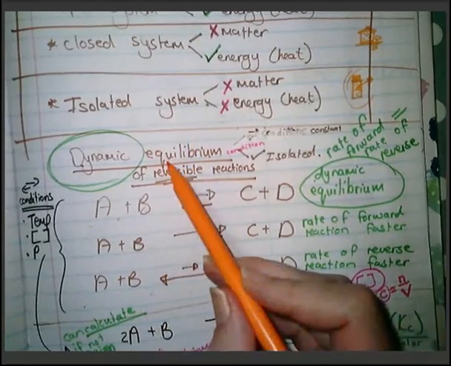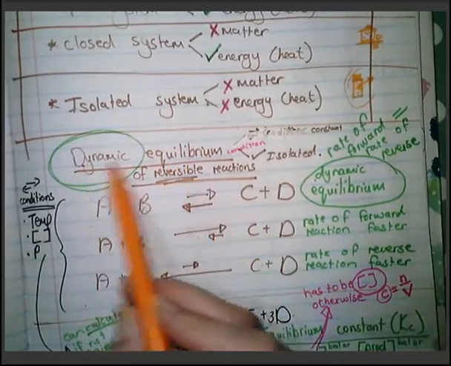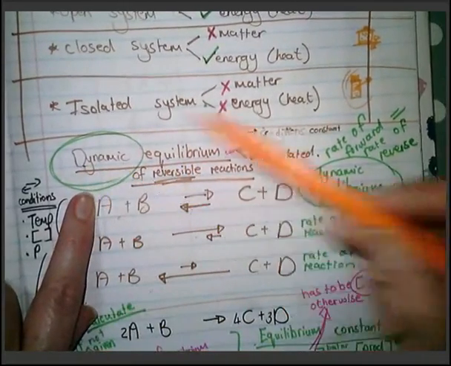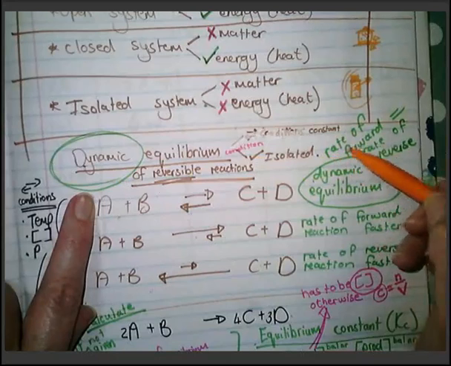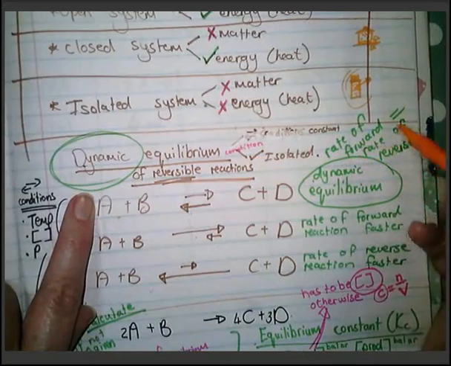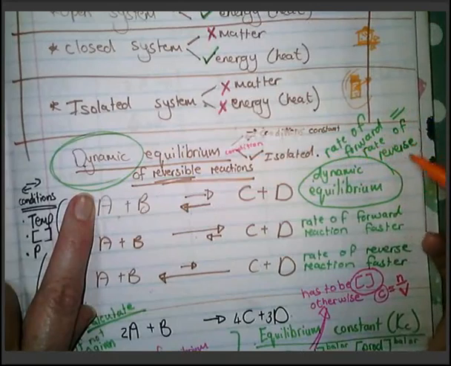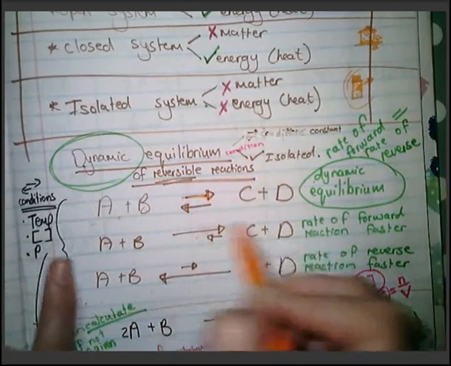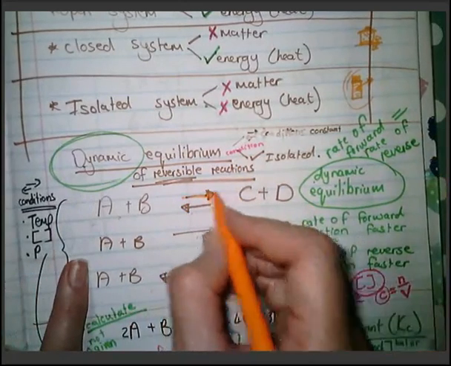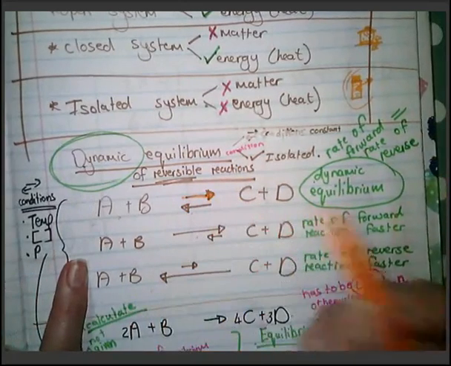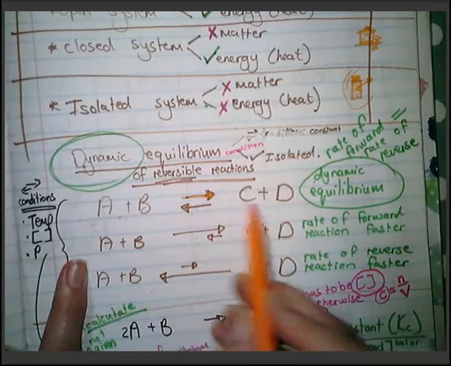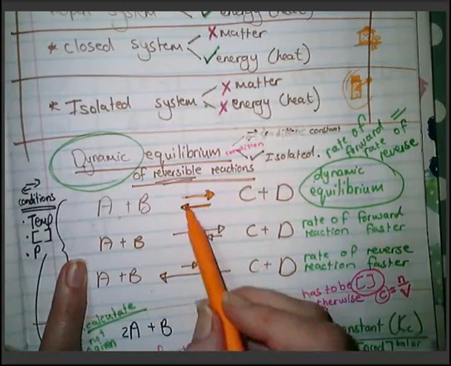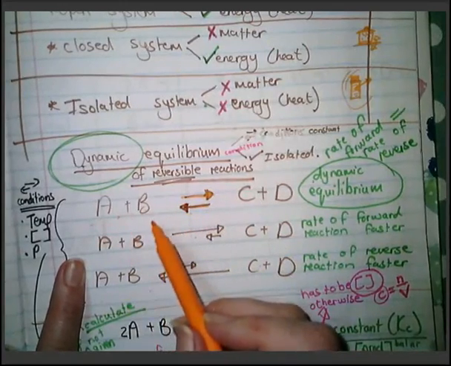Now, equilibrium, you have to know the definition of dynamic equilibrium. It's not just equilibrium, it's dynamic equilibrium. This means that the rate of the forward reaction equals the rate of the reverse reaction. So this reaction that forms C and D happens at exactly the same rate. They are equally fast as the reverse reaction where A and B is formed again.